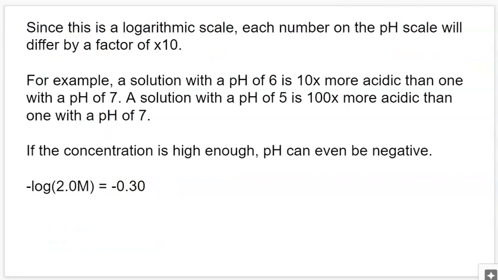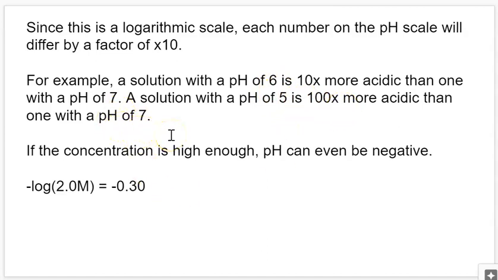All right, so since this is a logarithmic scale, each number on the pH scale will be differing by a factor of 10. So like I said before, logarithms turn an exponential relationship into a linear one. And what that looks like in terms of pH is if you're comparing something with a pH of 6 to something with a pH of 7, the one with a pH of 6 is going to be 10 times more acidic. And a thing with a pH of 5 is going to be 10 times more acidic than something with a pH of 6, which means it's going to be 100 times more acidic than something with a pH of 7.